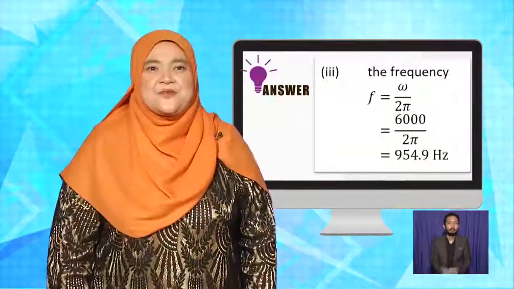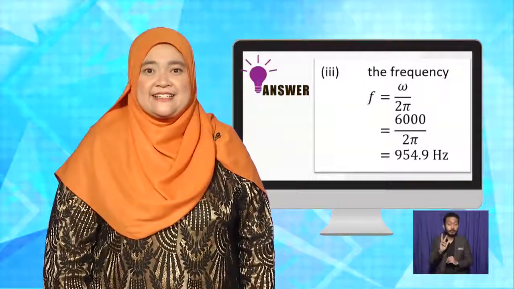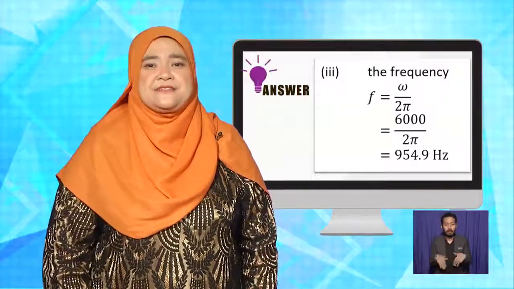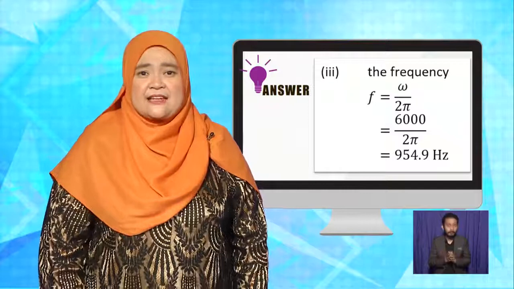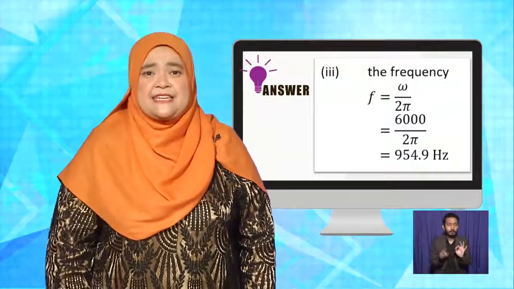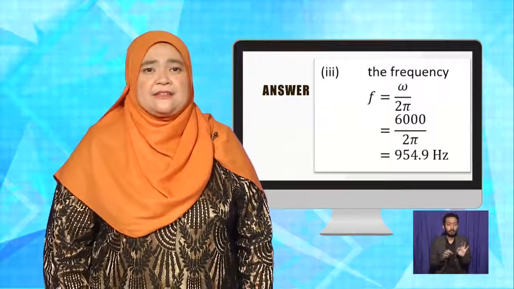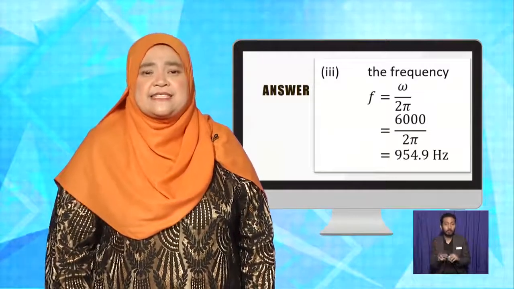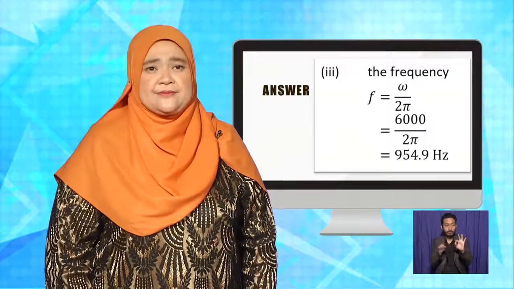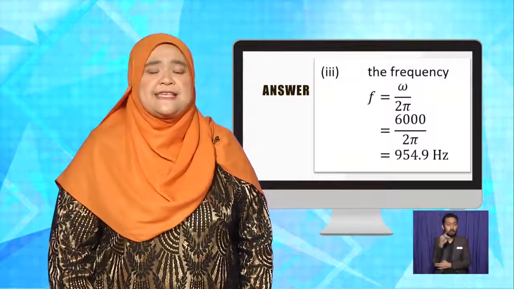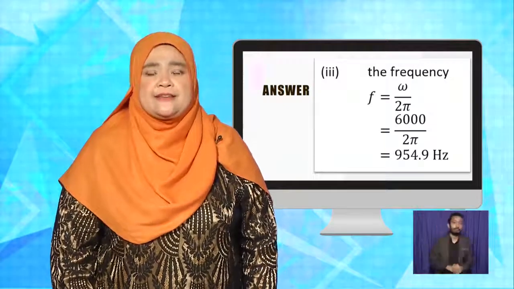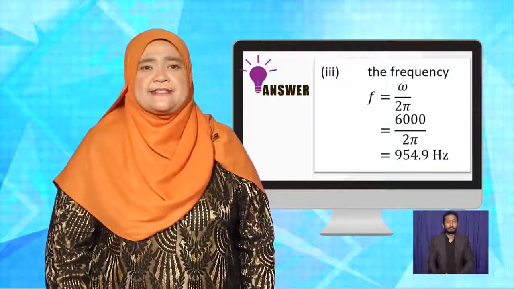The answer for question number 3. Here is how we calculate the frequency. Remember, frequency is equal to omega over 2 pi. Frequency equals 6000 over 2 pi. So, the frequency is equal to 954.9 Hz.